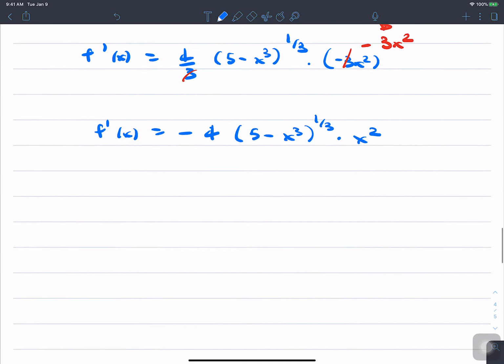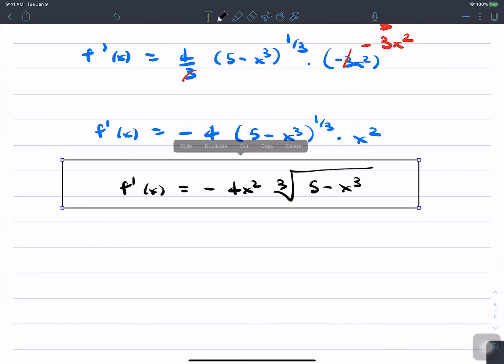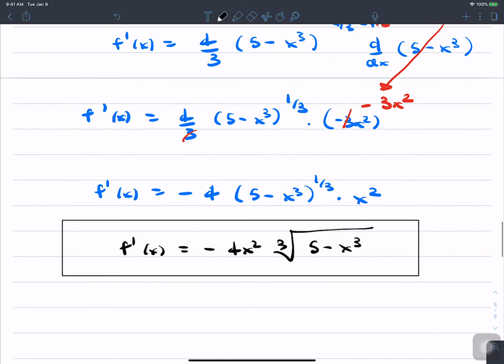And so here's how we write this. I'll write it as a final answer. We're going to switch the order. Minus 4x squared cube root of 5 minus x to the 3rd power. Okay, so notice you have that here. I'm just going to keep track, right? So remember that you have that constant. This is 5 minus x to the 3rd to the 1/3, and there's an x squared term there. So we just put it together with the 4, negative 4x squared. All right, pretty good.